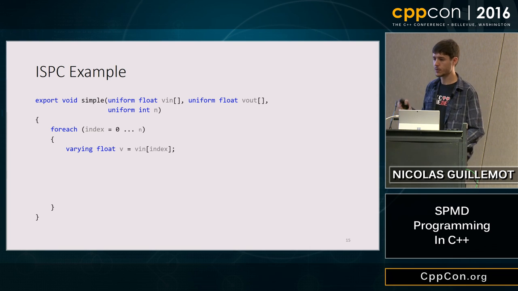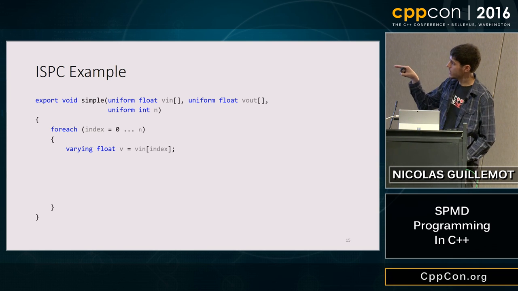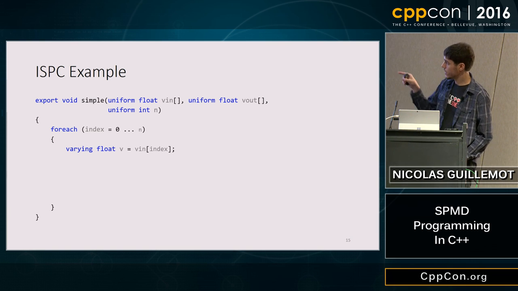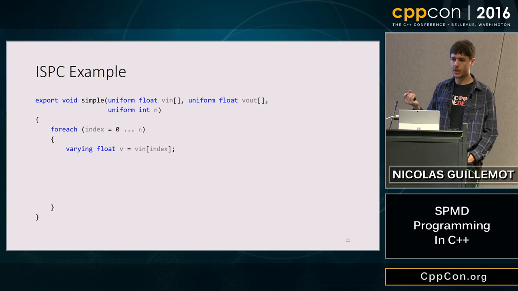So the index in the first loop, if you're running on SSE2, might correspond to 0, 1, 2, 3. So it's actually corresponding to the first four indices of the iteration. And when you index the array vn with this varying value, you're indexing with four indices. So with SSE2, that actually loads four values. And that's why v has a varying value: you're loading four values with different indices from the same array.